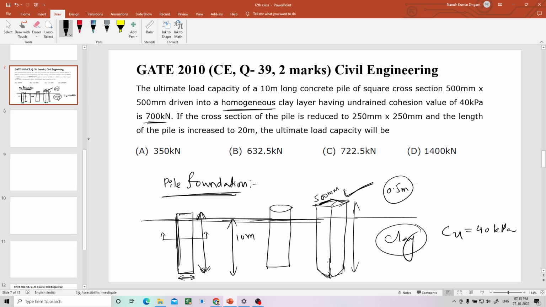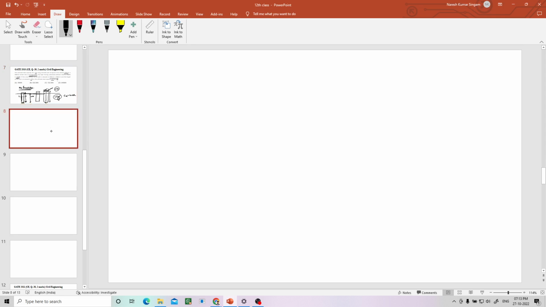That is 700. Okay. If the cross section of the pile is reduced to 250 mm by 250 mm from 500 mm by 500 mm, the cross section is reduced as well as length is increased to 20 meter from 10 meter. So in that case, the ultimate load capacity will be how much? Okay, we just have to find out. So let us first note down the given data.